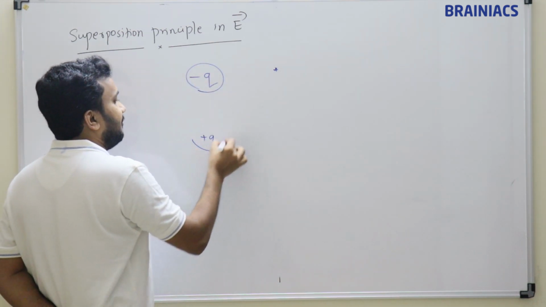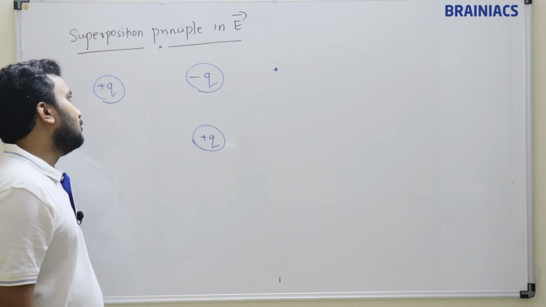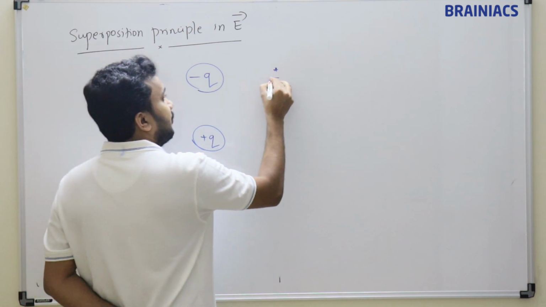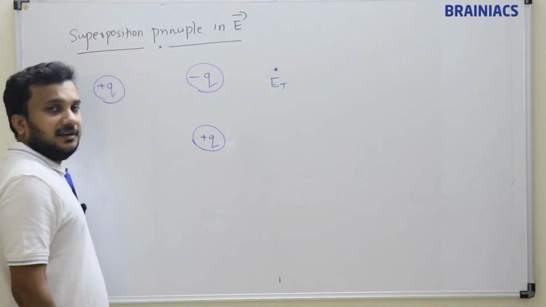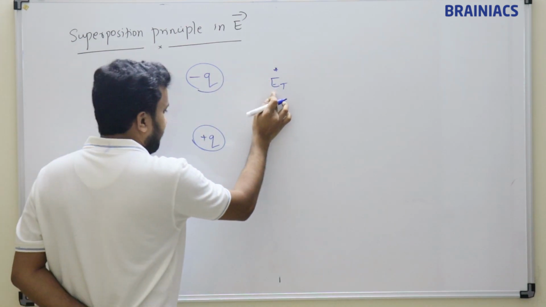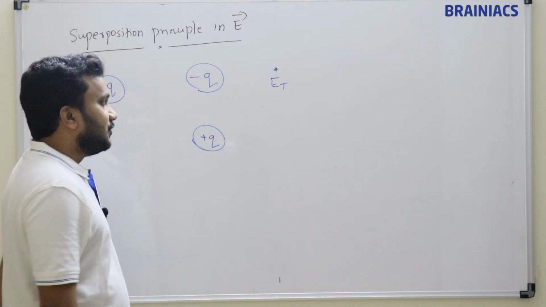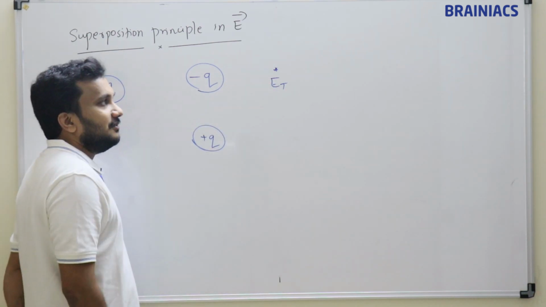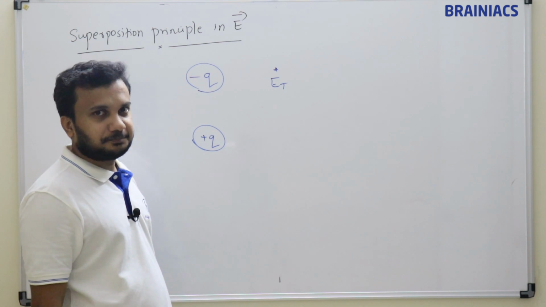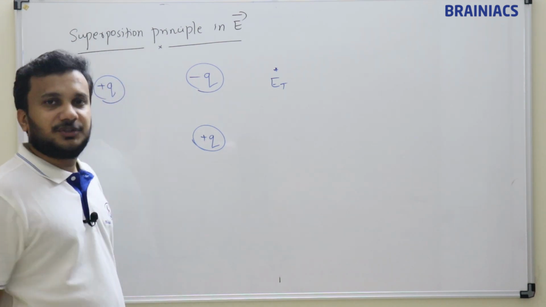So we have different charges in different positions. Before we find out the total electric field, total electric field here means electric field due to minus q, electric field due to plus q, and electric field due to this plus q. This electric field will have certain properties. The first property I'll tell you here, and later I will tell you the further properties.